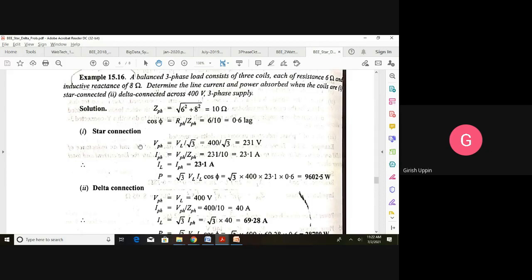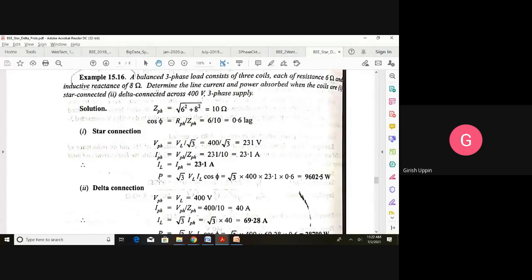Now, in case of a star connection, V phase is equal to VL divided by root 3. Therefore, 400 divided by root 3. This is the phase voltage, 231 volt. And what would be the phase current? V phase divided by Z phase. V phase is 231, Z phase is 10 ohms. We get it as 23.1 amperes. And IL is equal to I phase in case of a star connection. We get it as 23.1 amperes.